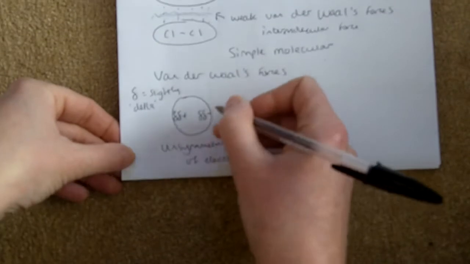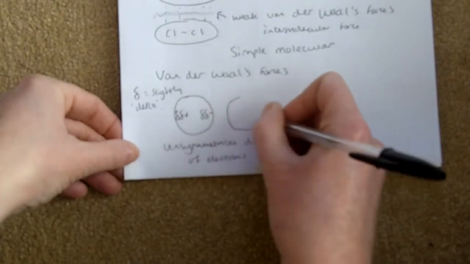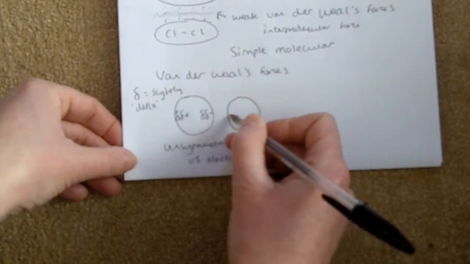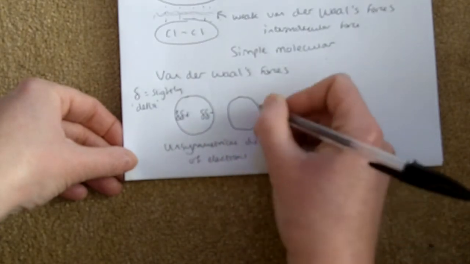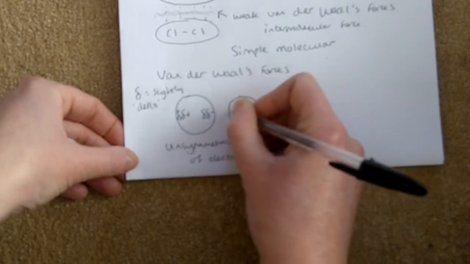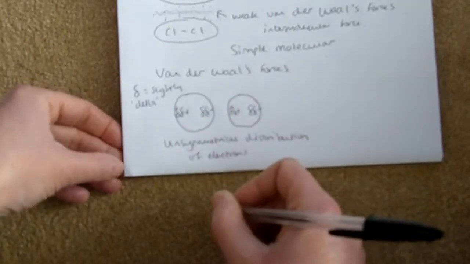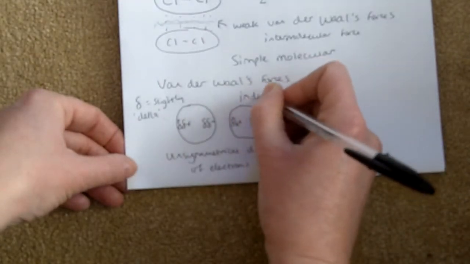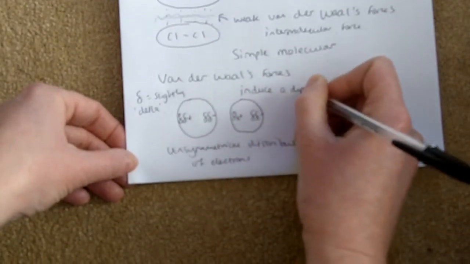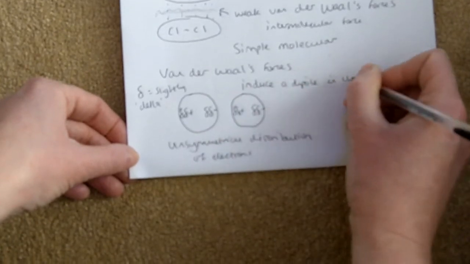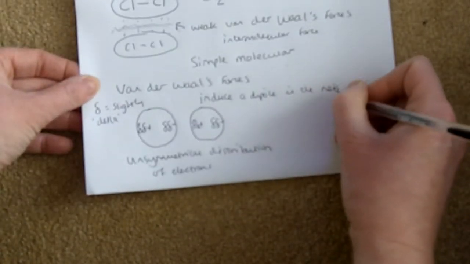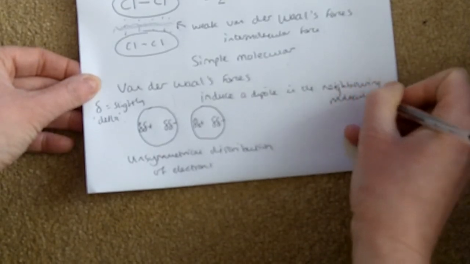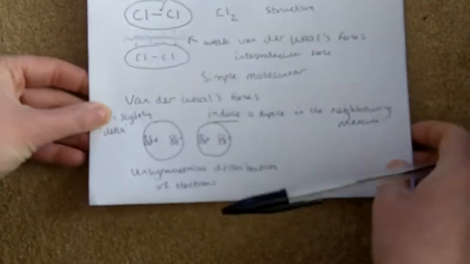But as soon as it has happened, then in the neighboring molecule, in the next molecule, all the electrons are going to be repelled to the other side of the molecule. So this is going to create a dipole in the neighboring molecule. And so the word we use is induce. This is going to induce a dipole in the neighboring molecule. Induce means make, create a dipole.